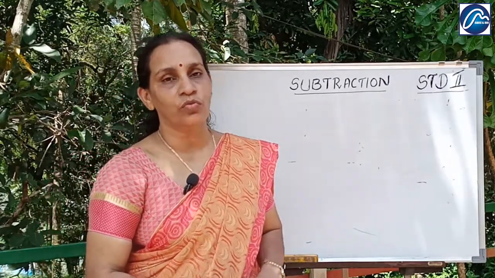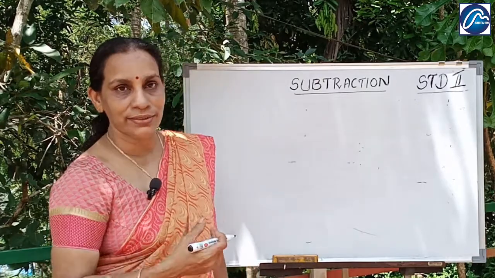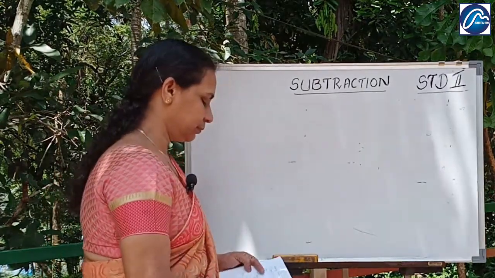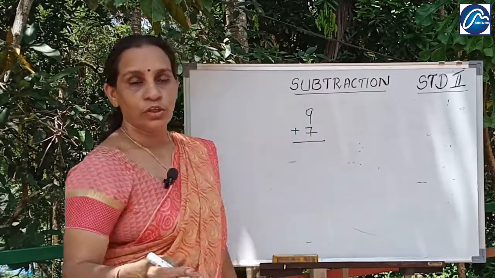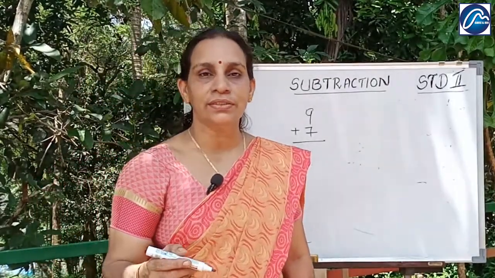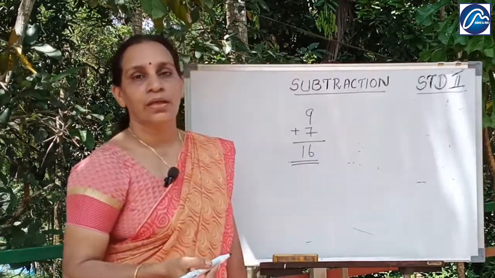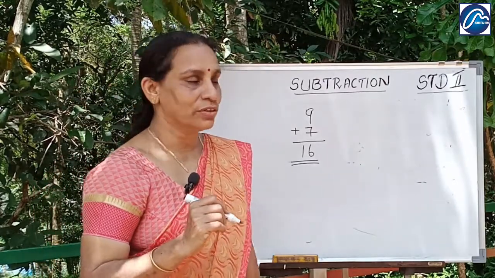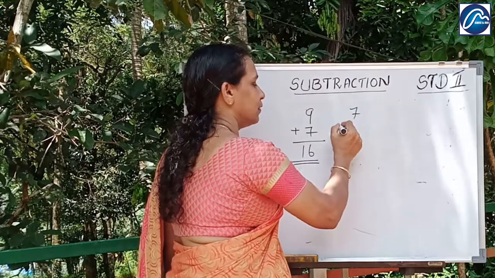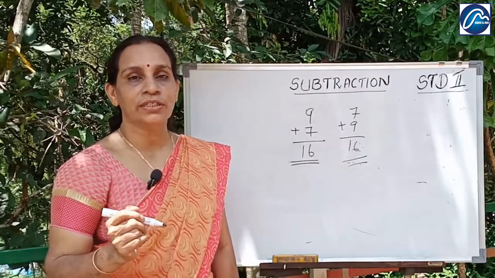Now let us know the relation between addition and subtraction, the linking between addition and subtraction. Let us look at another example. You know, 9 plus 7 is 16. You have to learn that in any order we can write when you are adding. That is, 7 plus 9 also is 16.